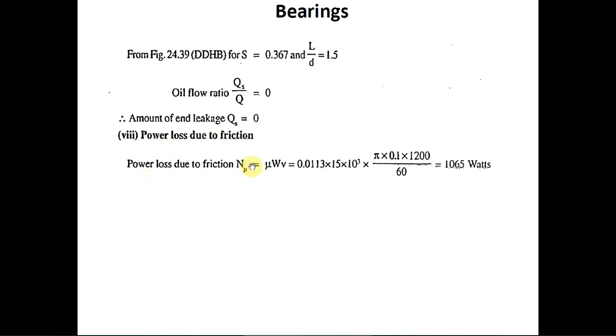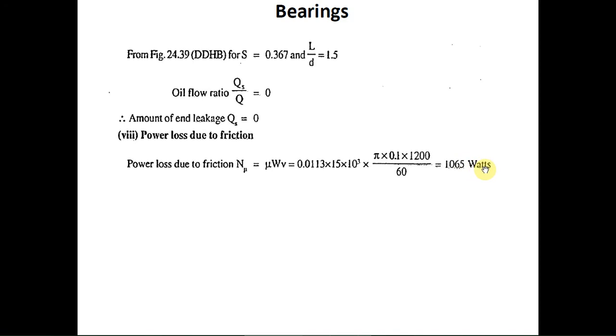N mu equals mu W into V. 0.0113 is the mu, and the load is 15 into 10 raised to 3 Newtons. V is the velocity, pi d n upon 60. You take everything in meters, remember, only then do you get watts. So it is 1065 watts.